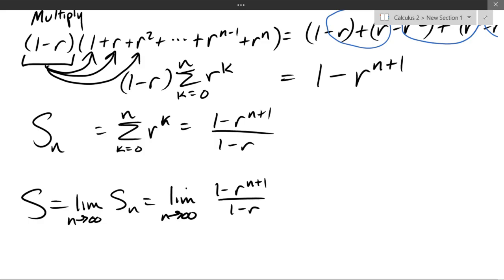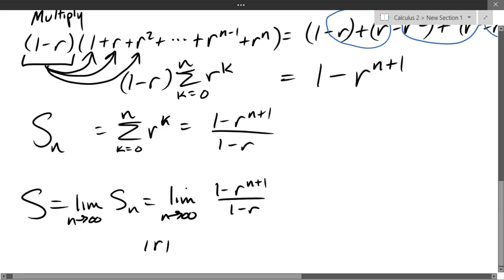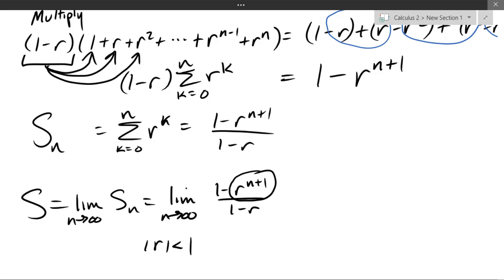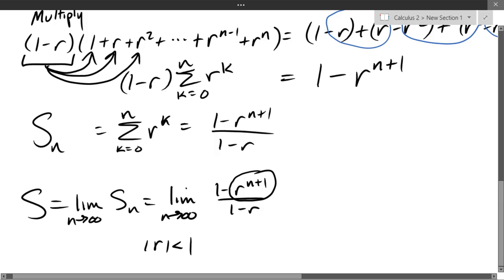All right, in this limit, as n approaches infinity, r is not changing. So what happens if the absolute value of r is less than 1? What happens to this term that I circled? A small number raised to an increasing power. So think about a number like a half. Keep raising it to higher and higher powers. That number is going to get smaller and smaller. So as long as r is not big, this term is going to go to 0.